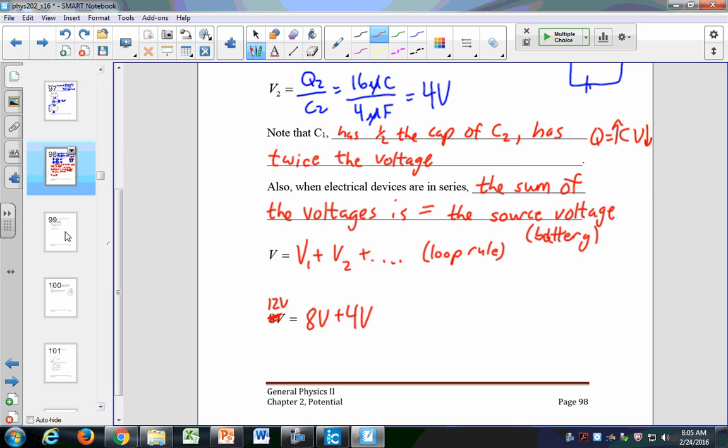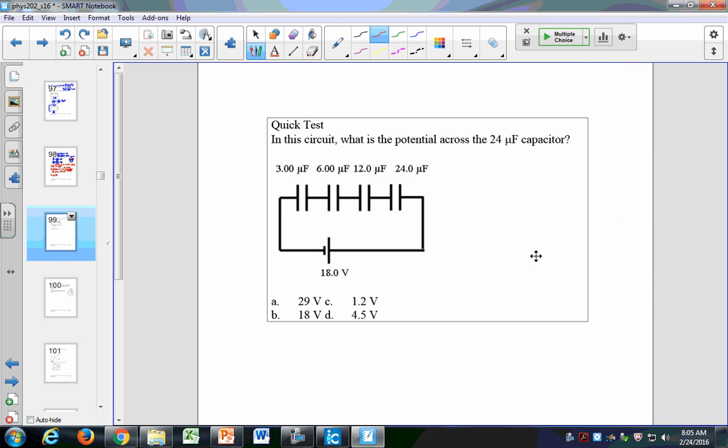Okay, let's do a clicker question here. What is the potential across the 24 microfarad capacitor? First of all, before you go through that process, why don't you just look at it, think about what are some of the options that are not really feasible, and then maybe you can pick out the best answer without ever actually putting your pencil to the paper.